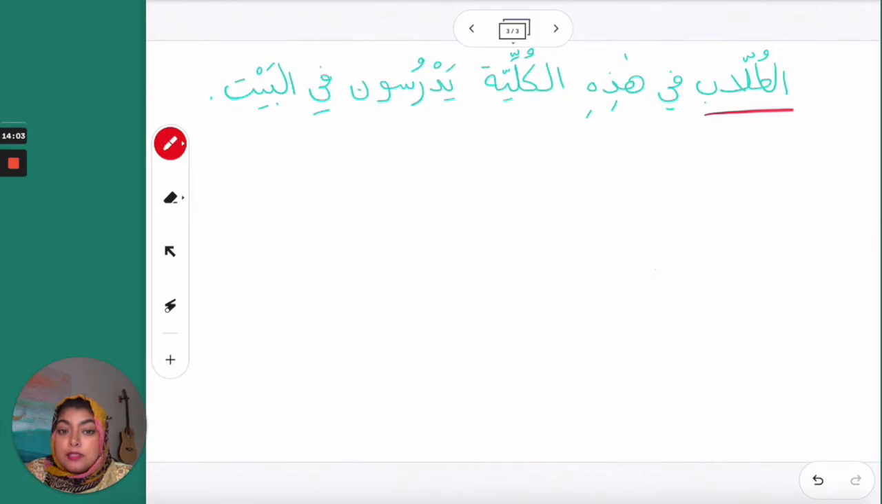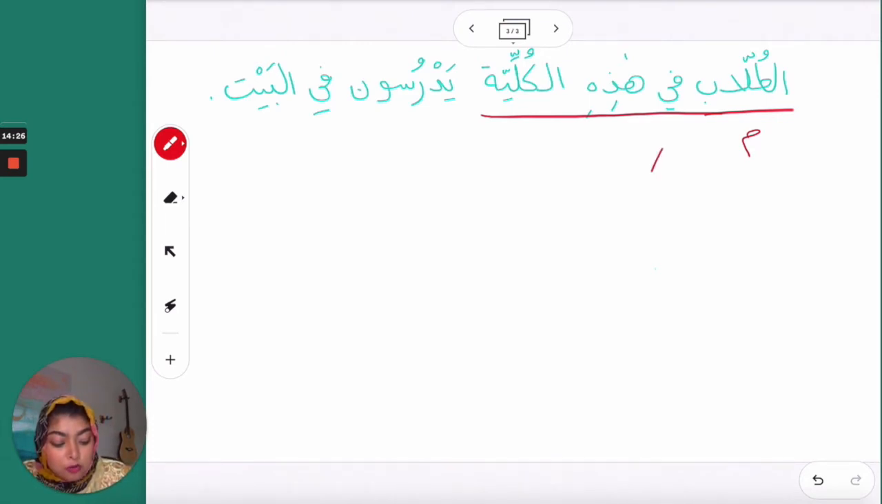The students في هذه الكلية. So the students in this college يدرسون في البيت, study at home. So who are we talking about? Are we just saying students, or are we talking about specific students? Good. We're talking about the students at this college. So that is part of the mubtada.